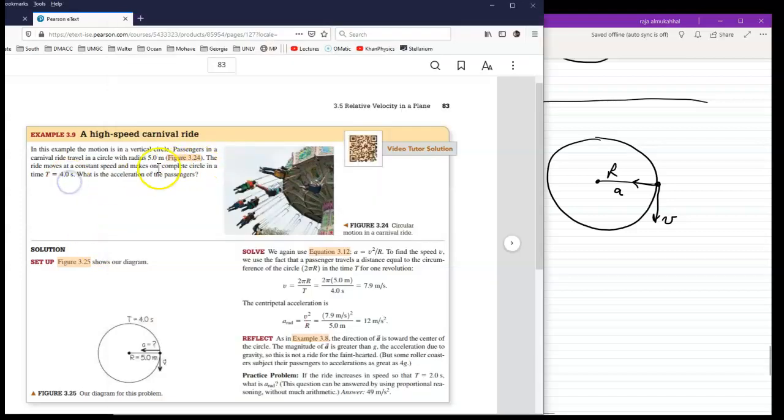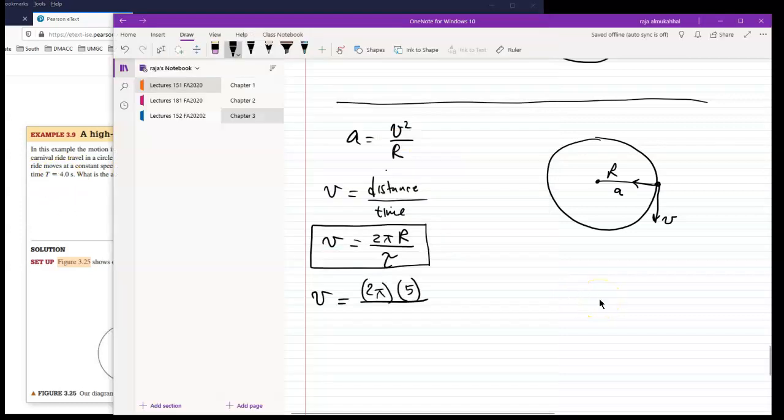He said, look, the ride moves at a constant speed and makes one complete circle. One complete circle, that's a period, that's a cycle, in 4 seconds. Get that? So that will be 4 seconds. And there we go, you just calculate that. So it's going to be 2 pi, which is 6.28, times 5 divided by 4. Answer, 7.85. So the velocity is 7.85 meters per second. That's it. I'm basically done with that part of the problem.